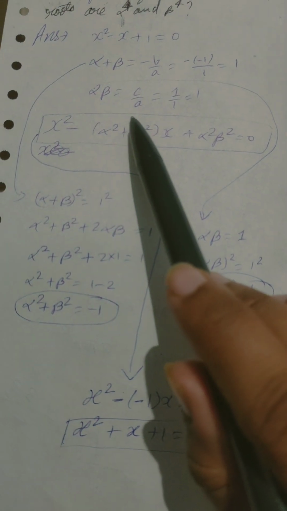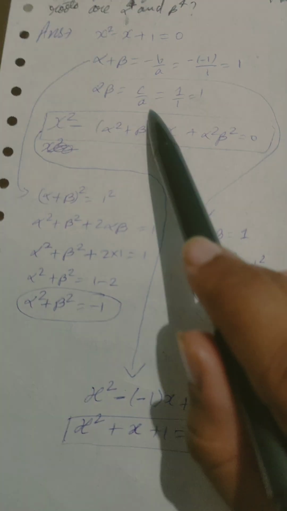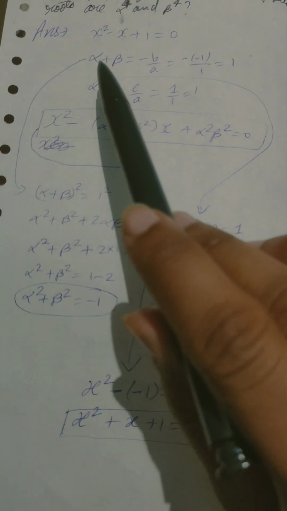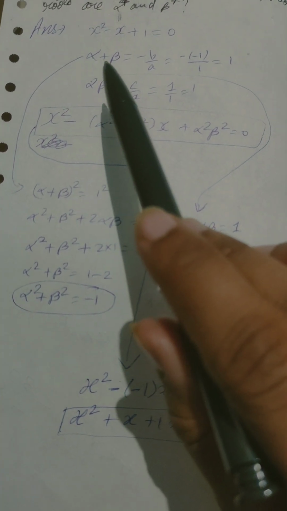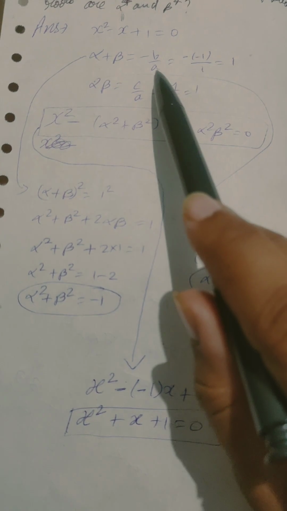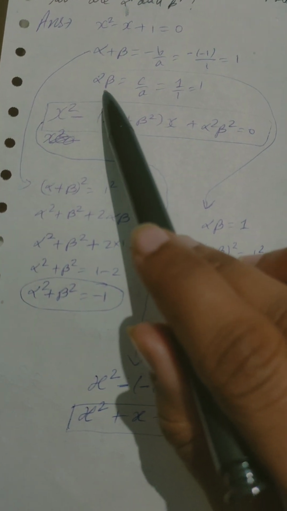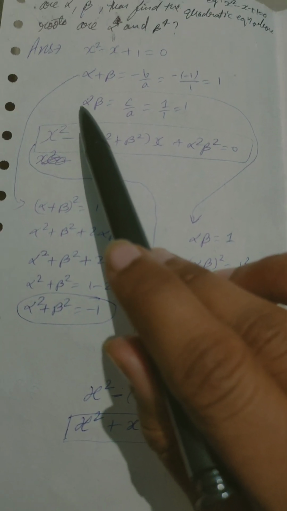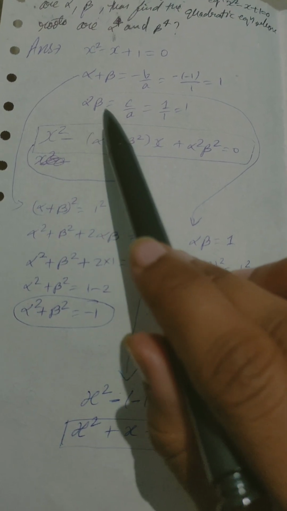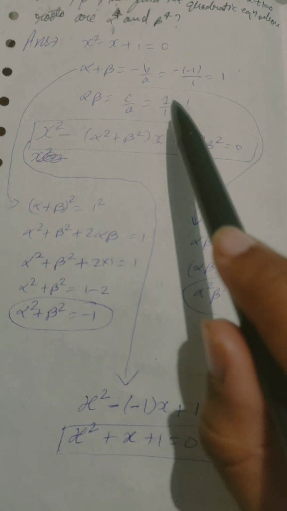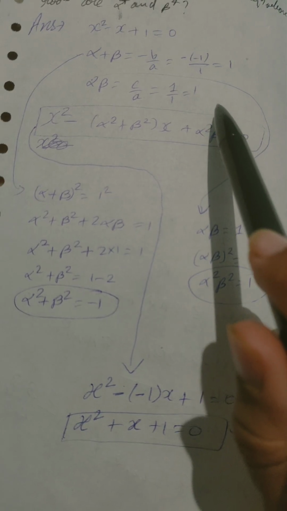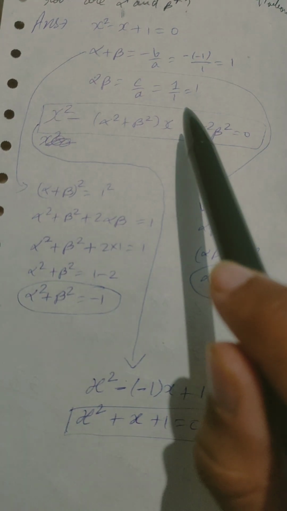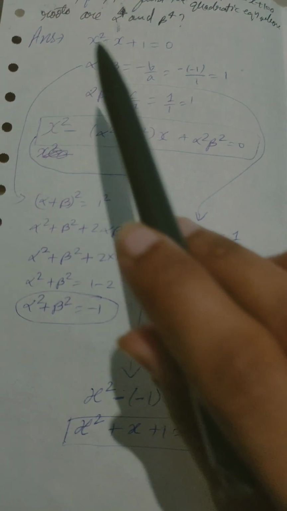Alpha beta equal to c by a. These are the formulas: if you need to find the sum of the roots, alpha plus beta is minus b by a, and the product of the roots, alpha beta, is c by a, equal to 1 by 1, that is 1. C is 1 and a is also 1.